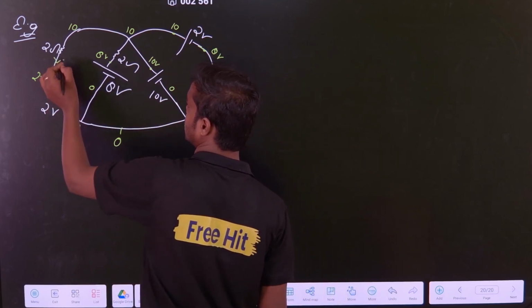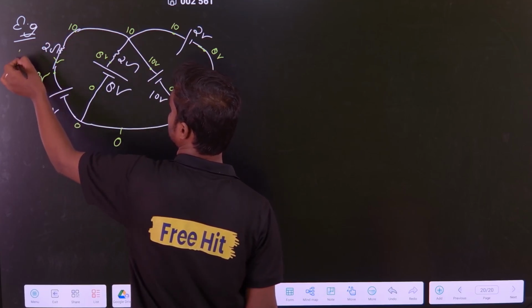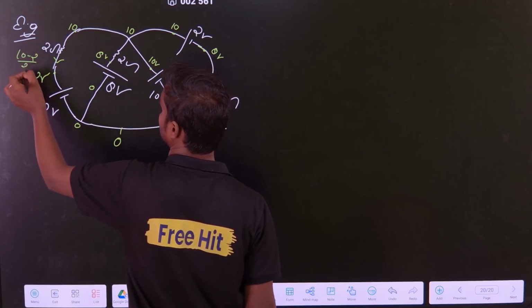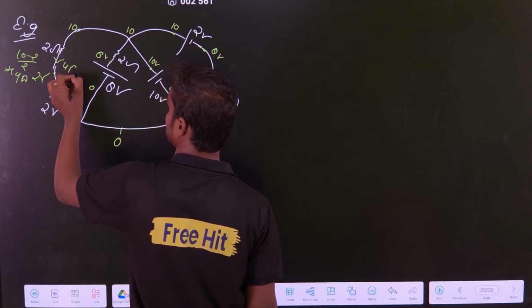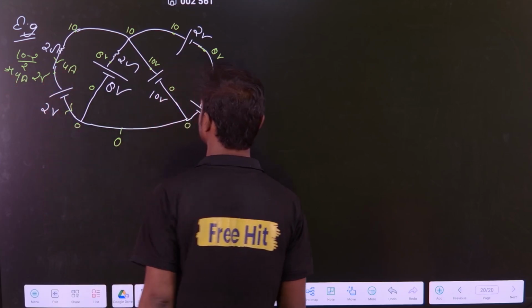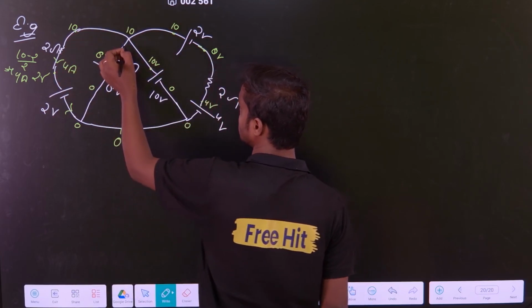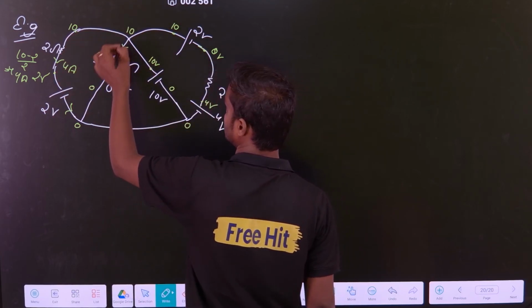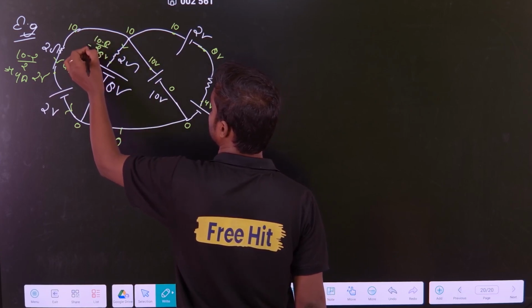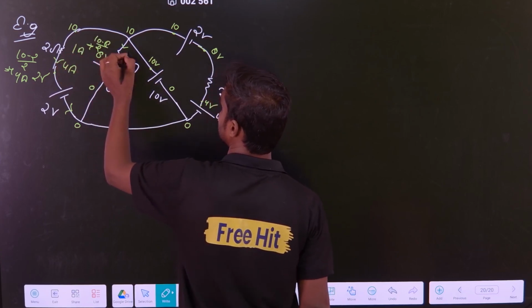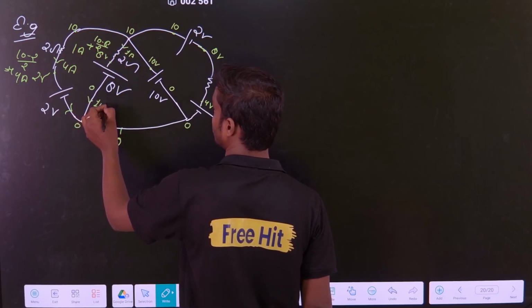Simply write the current. In this branch, current will flow from obviously higher potential to lower potential. So 10 minus 2 divided by 2. That is how much? 4 ampere. So the current is 4 ampere from here. Correct? Similarly, in this branch 4 ampere current is coming. Now in this branch, current flows from higher to lower potential. So what is the current? 10 minus 8 divided by 2. That is 1 ampere. So current is 1 ampere in this branch. Correct? So current here is also 1 ampere in this branch.